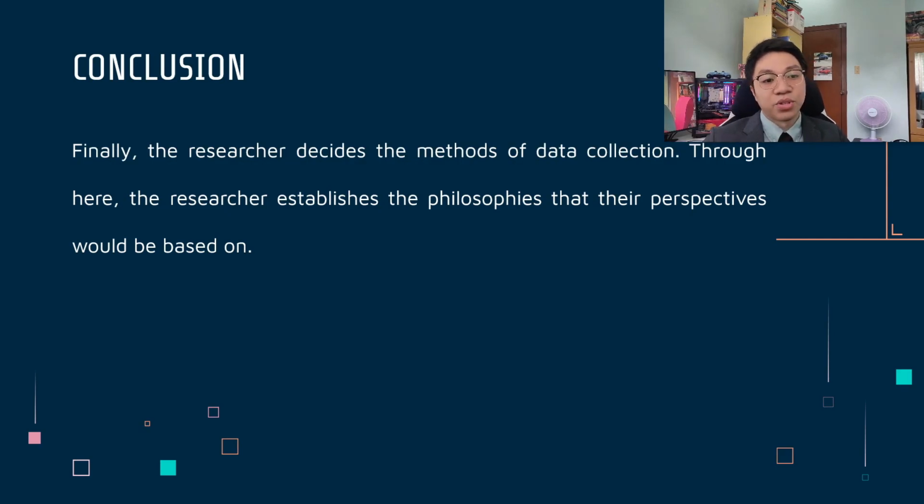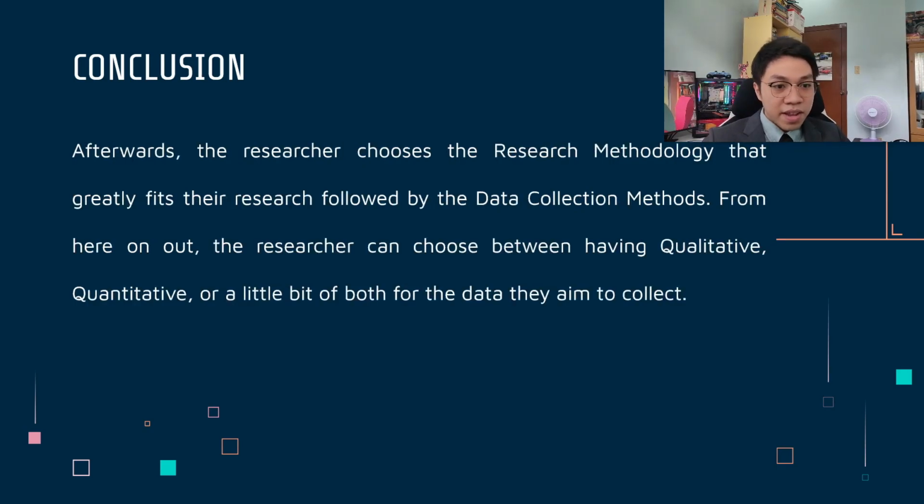Finally, the researcher decides the methods of data collection. Through here, the researcher establishes the philosophies that their perspectives would be based on. And then the researcher would choose the research methodology that greatly fits their research, followed by their desired data collection methods. So through here, they can decide whether they would want qualitative or quantitative data, or maybe a little bit of both if they so desire.